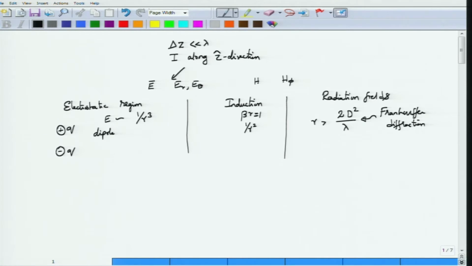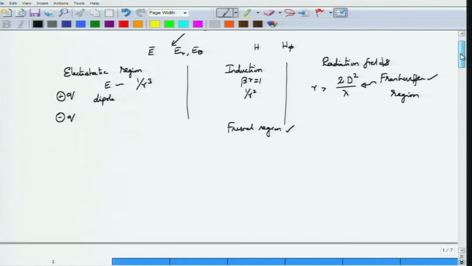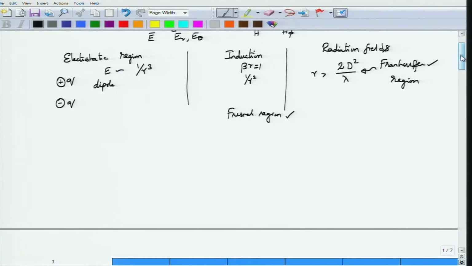The region within this distance is called the Fresnel region, but radiation actually happens in the Fraunhofer region. Since this is not really diffraction per se, we can simply call this the Fraunhofer region. But remember, these two words, Fresnel and Fraunhofer, have actually come from optics, where we label Fresnel and Fraunhofer regions when analyzing diffraction patterns of certain objects. There again, the idea is that in the Fresnel region the fields have characteristics quite different from the fields at radiation.